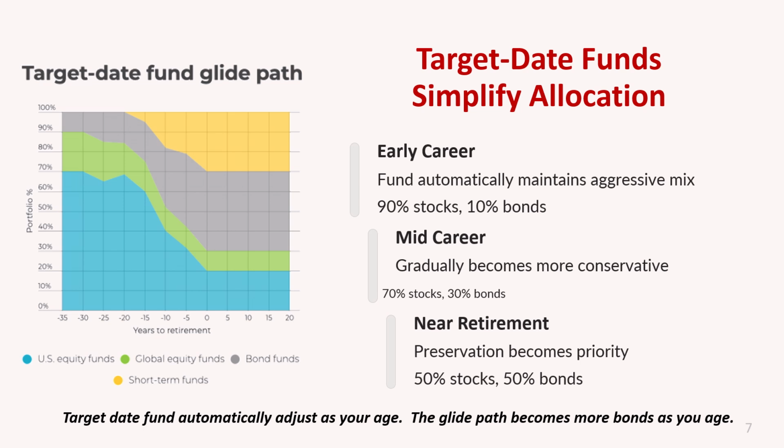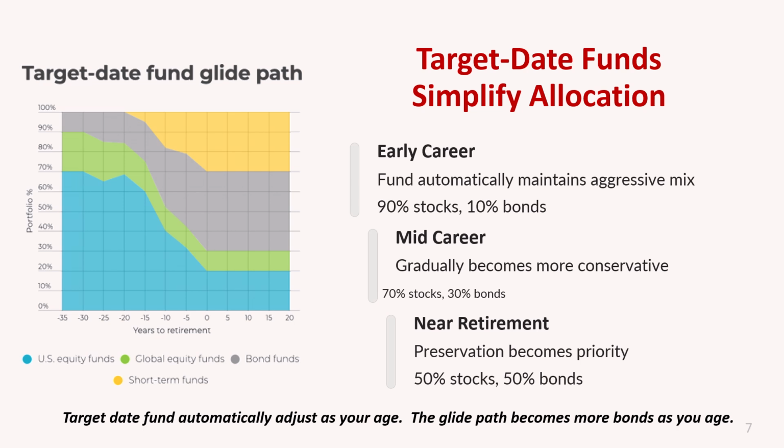They start out with a more aggressive mix, more stocks when you are young, and then they automatically and gradually shift to a more conservative mix, more bonds, as your target date gets closer. The way they do this is through something called a guide path. As you get older, the fund's guide path automatically increases its bond allocation, becoming more conservative over time. It's an easy way to implement an age-appropriate strategy without having to constantly monitor and adjust it yourself.